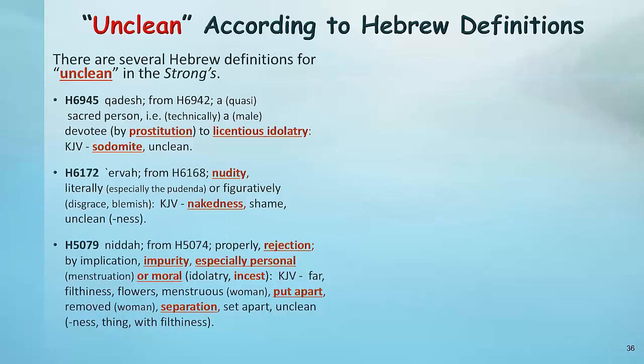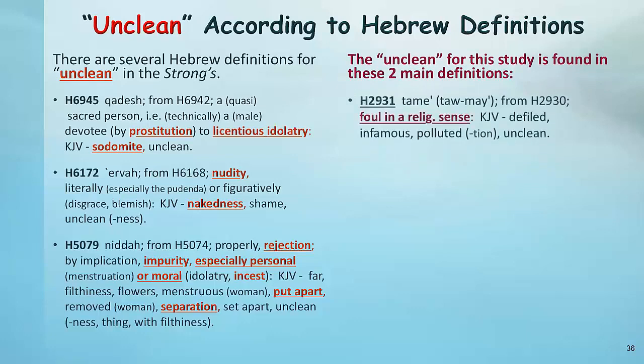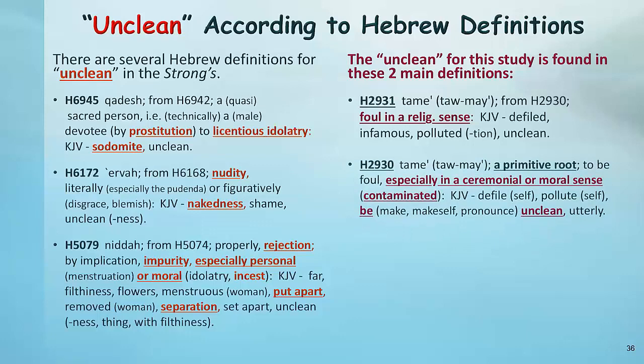Another word for unclean is 5079, nida. This one means properly rejection, by implication impurity, especially personal, menstruation, or moral, which could be idolatry or incest. Put apart, separation, filthiness. Those are some definitions for unclean, but we want to look at another set of definitions.